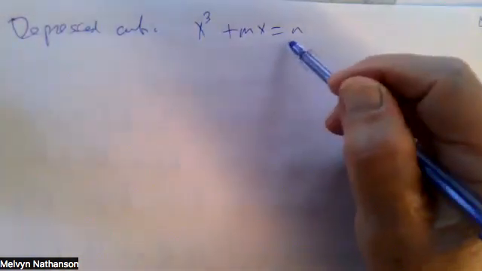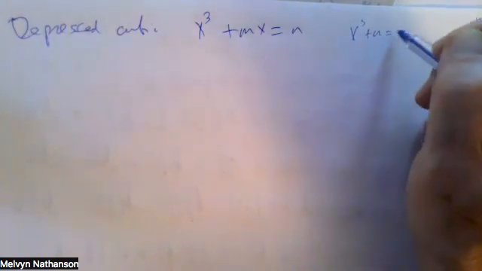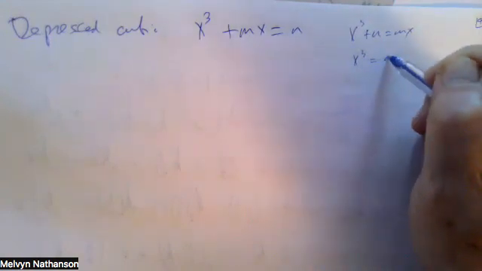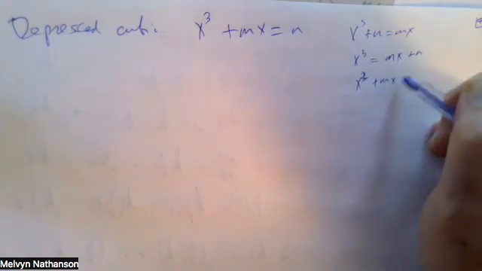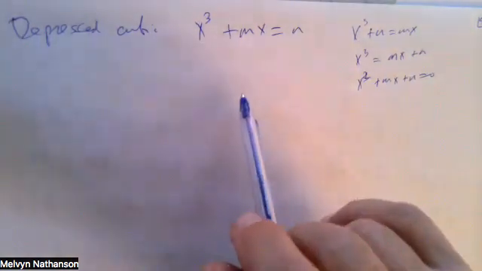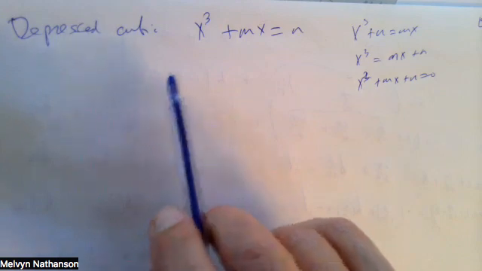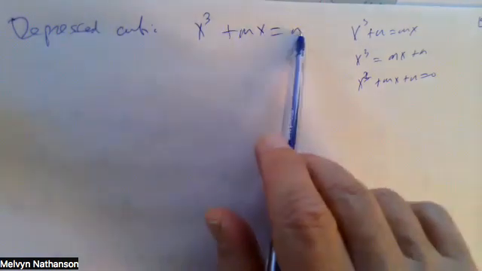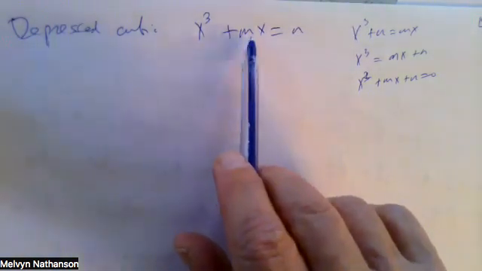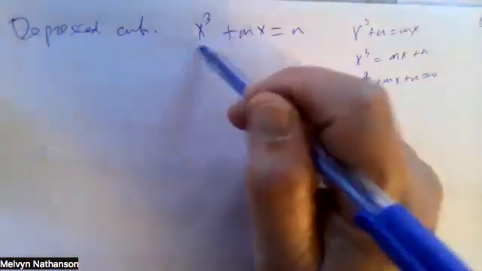And Cardano considered this one of several cases. He would also consider separately x cubed plus n equals mx, and x cubed equals mx plus n, and x cubed plus mx plus n equals 0, because they only consider cases where m and n were 0 or positive numbers. If m or n is 0, there's nothing to solve, because if m is 0, this is just the cube root of n, and if n is 0, this is x equals 0 or quadratic. So this is the cubic.